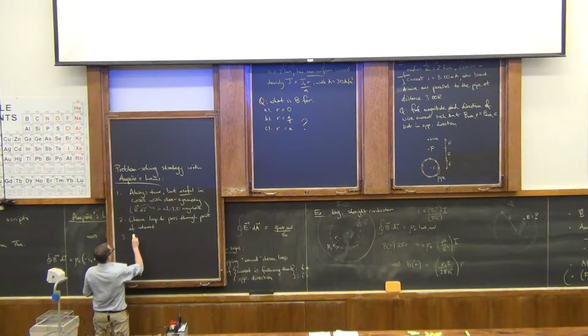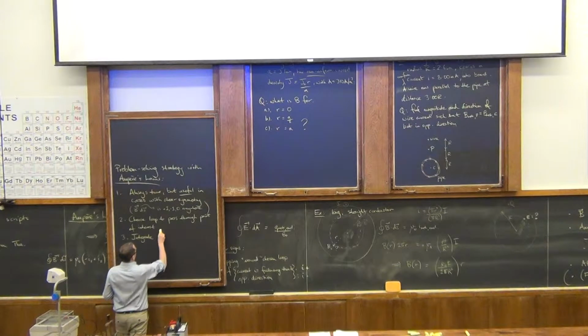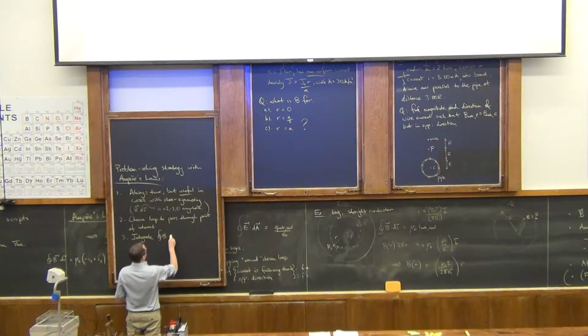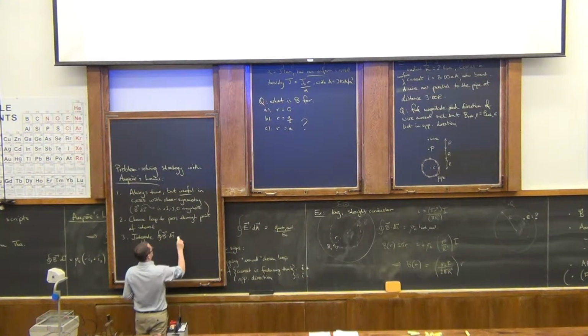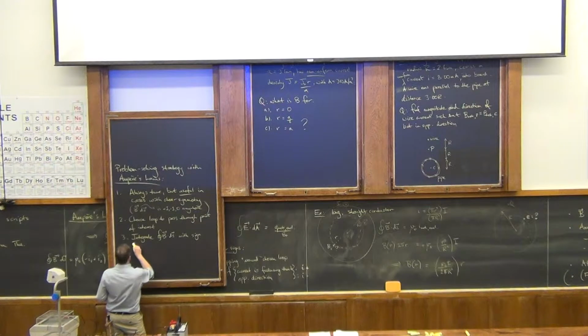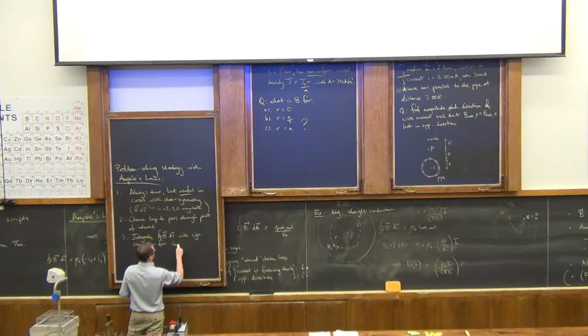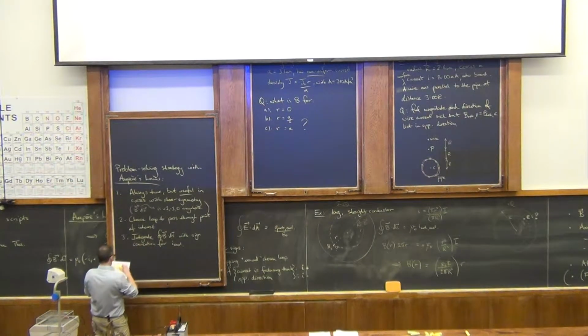So I'm going to integrate B dot ds, taking advantage of the above with our sign convention for the enclosed currents. And we need our right-hand rule, and then we just solve.